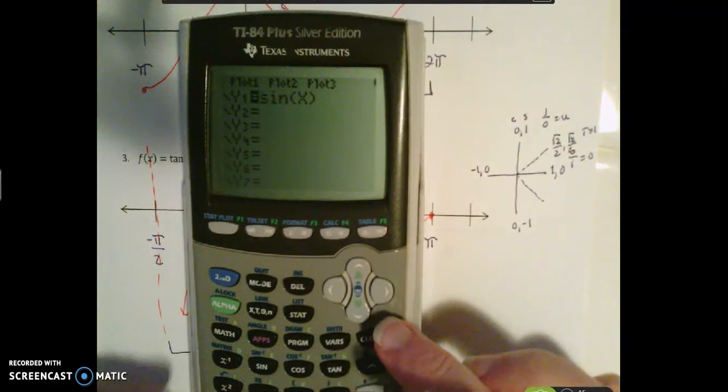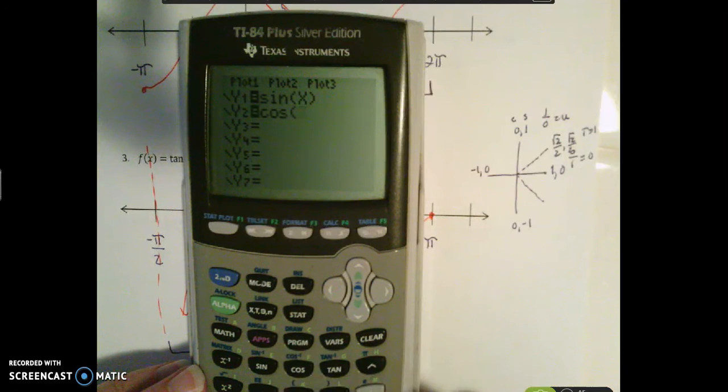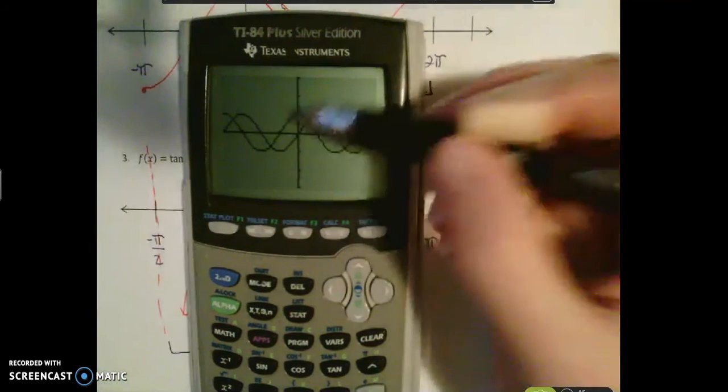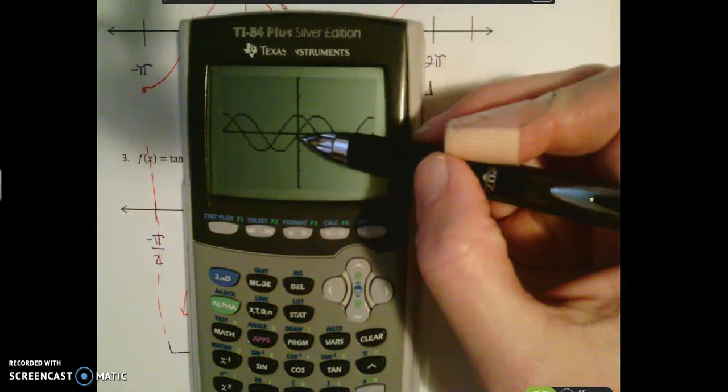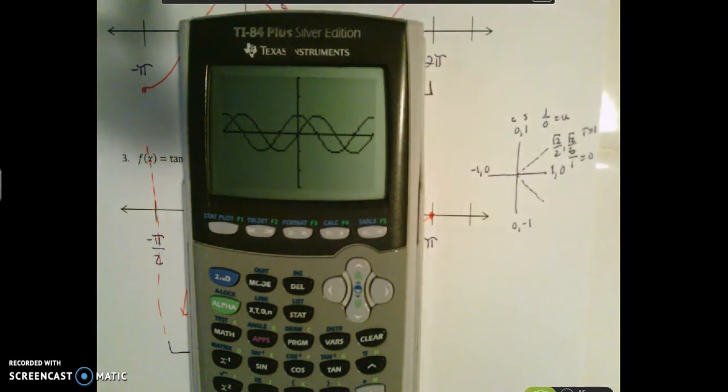Same thing for cosine. If I put cosine in here, you would see the exact same graph. Now notice it looks exactly the same, but it's shifted. So if we focus on 0, sine is 0 at 0, and cosine is 1 at 0.